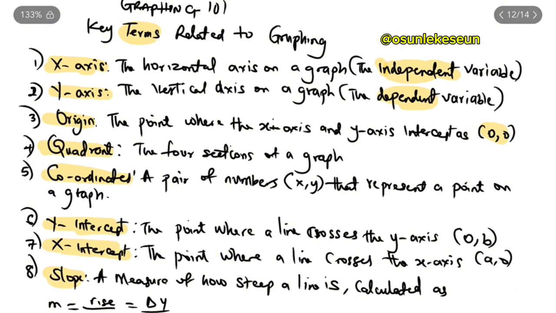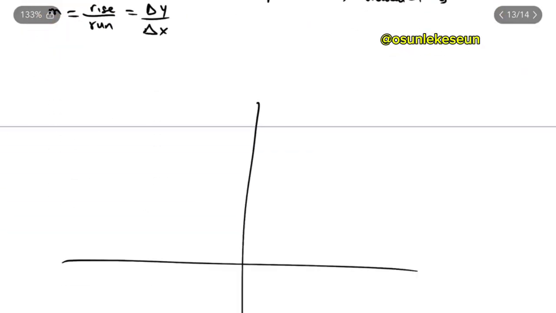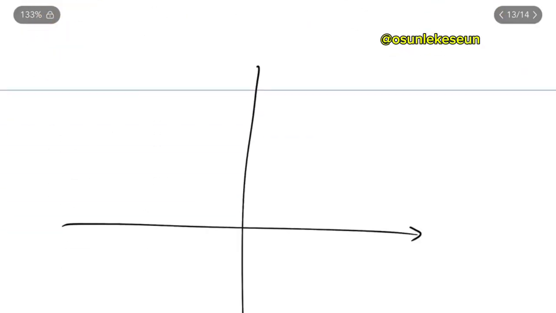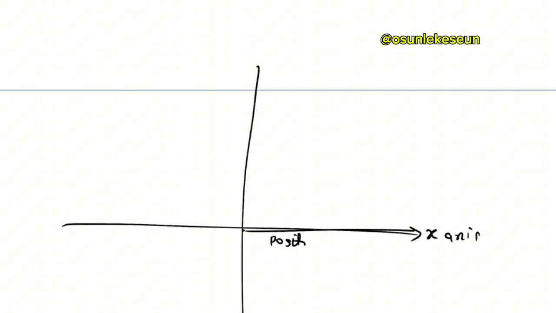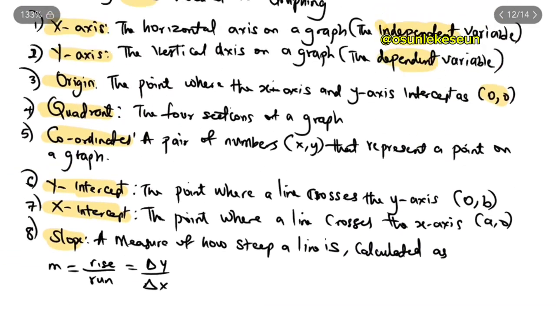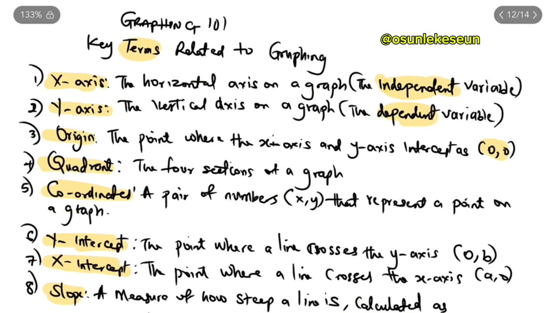Now from this, we said the x-axis is the horizontal axis on a graph. In this case, this is the horizontal axis. So this is the x-axis, and from this point to this point, these are the positive x-axis, and from here down to this side, this is the negative x-axis.